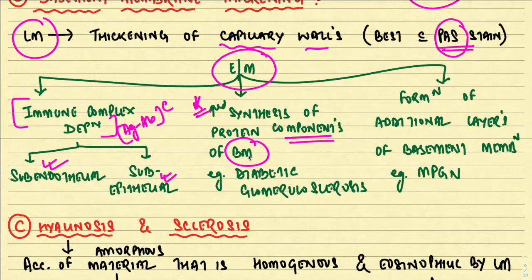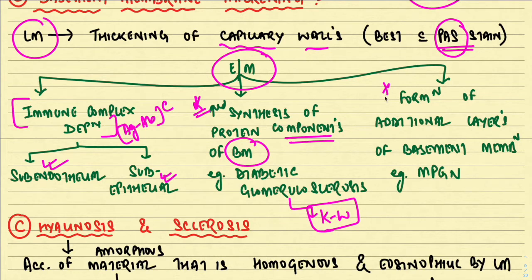So for example, in case of diabetic glomerulosclerosis, what is the characteristic lesion? Yes, what do we see? Do you remember the KW lesions, the Kimmelstiel-Wilson lesion? That is a characteristic lesion that we see in diabetic nephropathy.